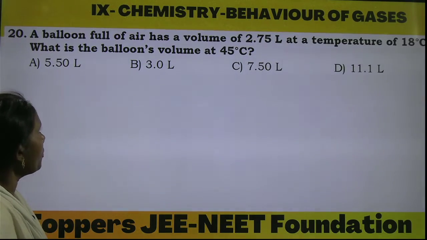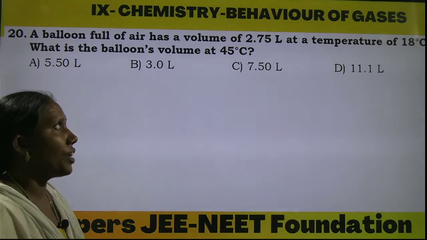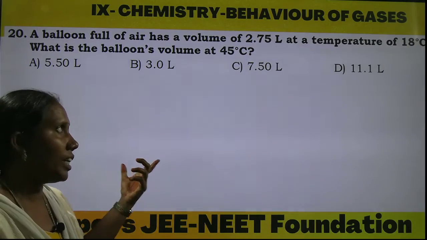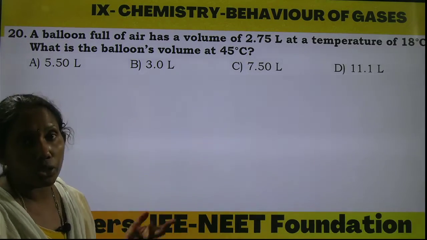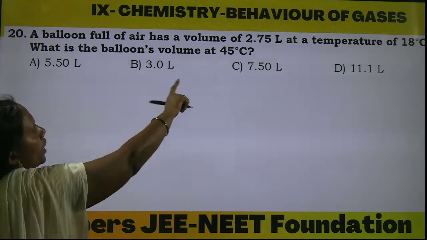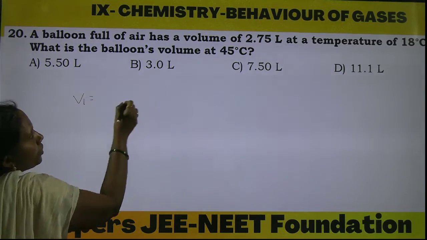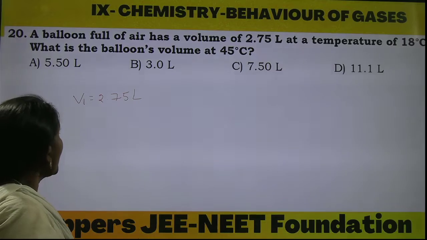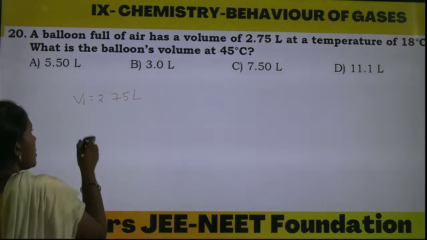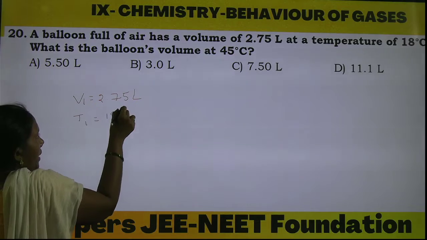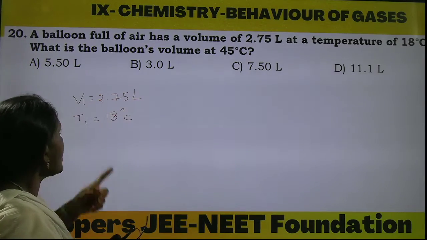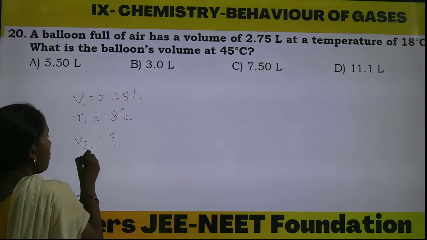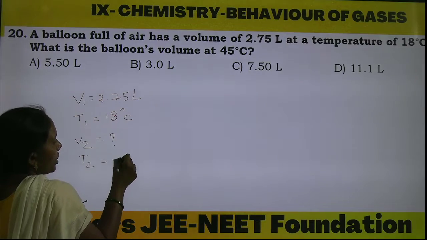A balloon full of air has a volume of 2.75 liters. While reading the problem only, we have to write the data, then it will be clear how to do the problem and which formula we have to use. Let's write the given data. Volume is given, so V1 equal to 2.75 liters at a temperature of 18 degrees Celsius. So temperature is given, T1 is 18 degrees Celsius. And then what is the balloon's volume? He is asking to calculate V2 at 45 degrees Celsius, so T2 is 45 degrees Celsius.